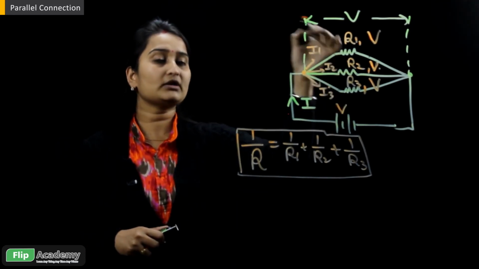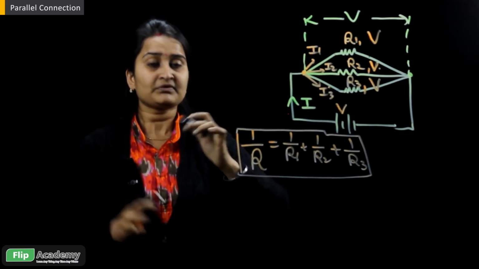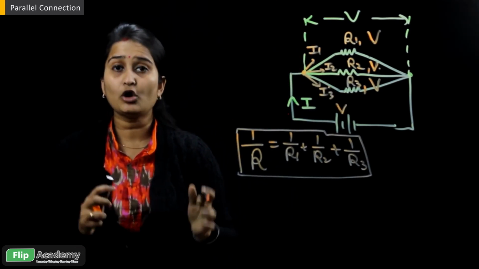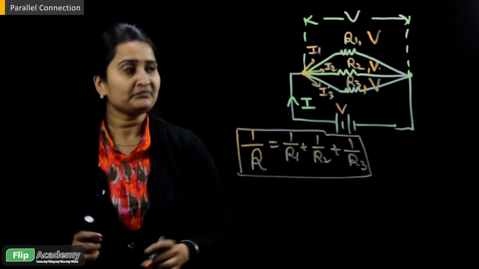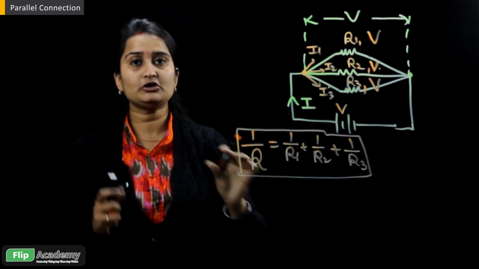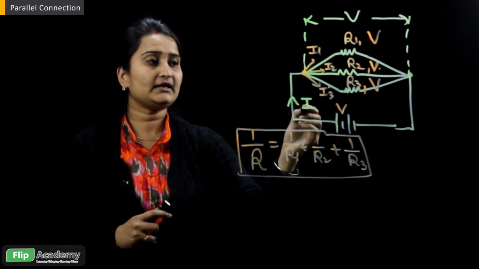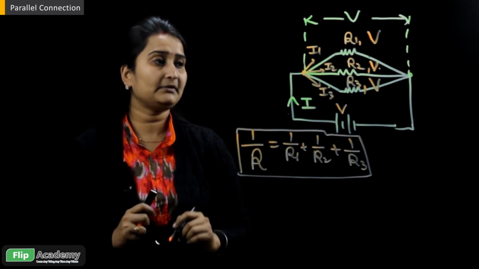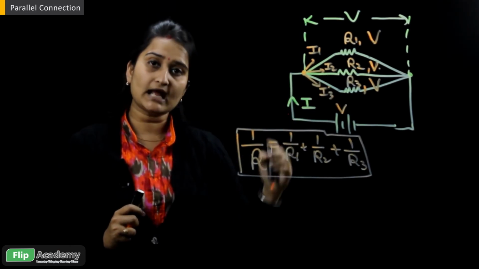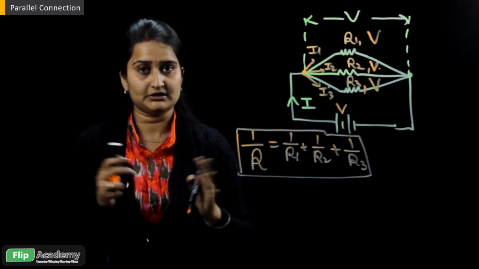If there are more than 3, or if there are 2, if there are 5, if there are 6, the current gets split according to the branches available. If there are only 2 branches, it gets split into only I1 and I2. If there are 4 branches, then the current capital I gets split up into I1, I2, I3 and I4. So, depending on the number of branches, the current gets split.